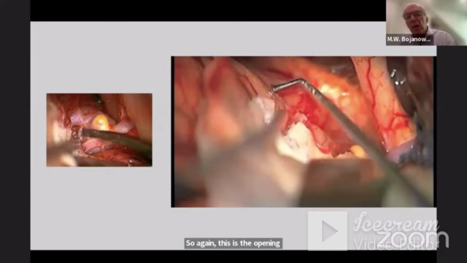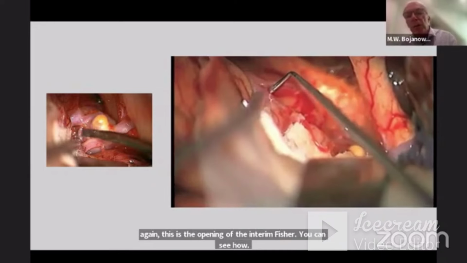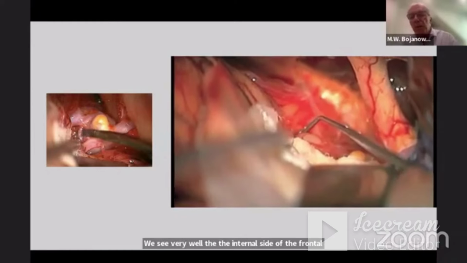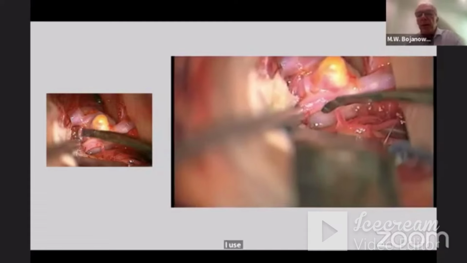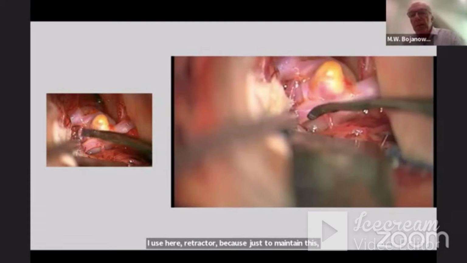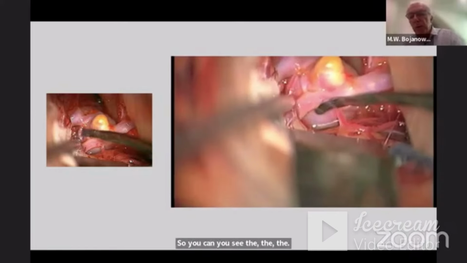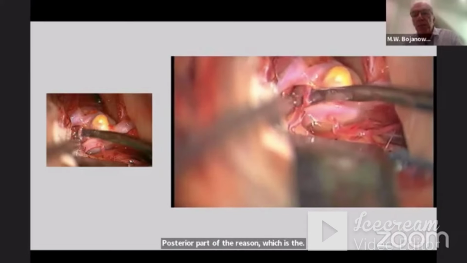You can see how we see very well the internal side of the frontal lobe of the opposite side. I use here a retractor because the brain is so relaxed that I need a. So you see the posterior part of the aneurysm, and you can see now the perforators. You need to dissect.